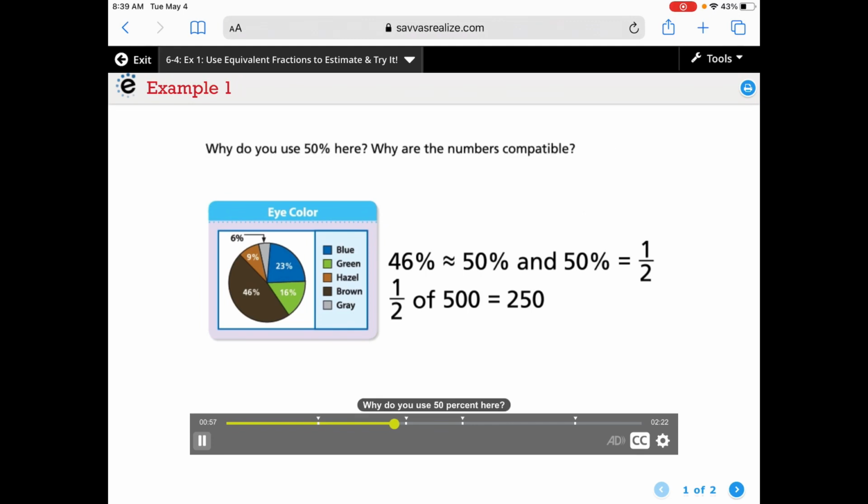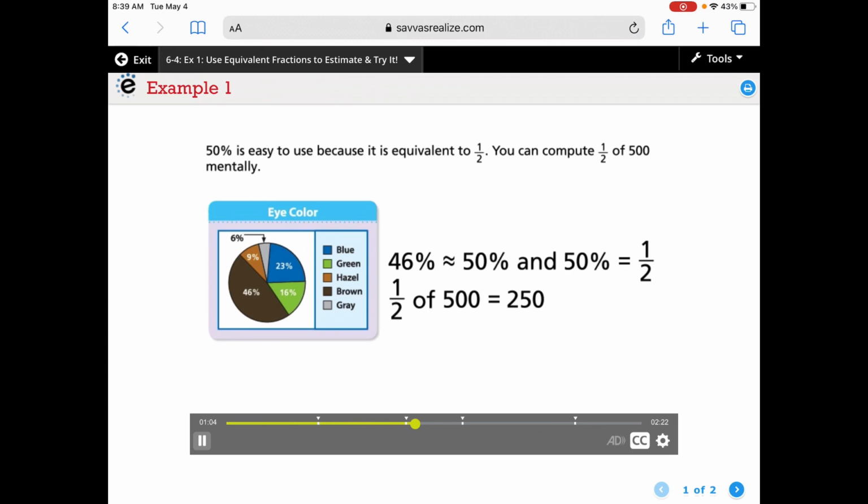Why do you use 50% here? Why are the numbers compatible? Well, 50% is something that, as we've seen in this chapter, is a little bit more of a benchmark percent, fraction, decimal. So it's much easier to use than 46%. 50% is easy to use because it is equivalent to 1/2. You can compute 1/2 of 500 mentally.